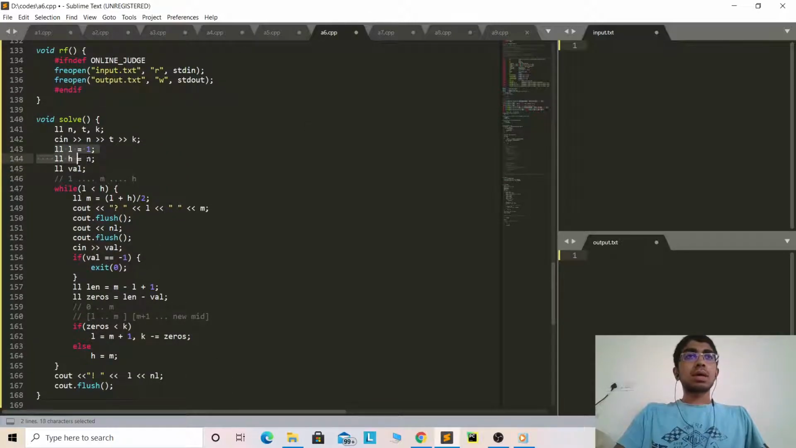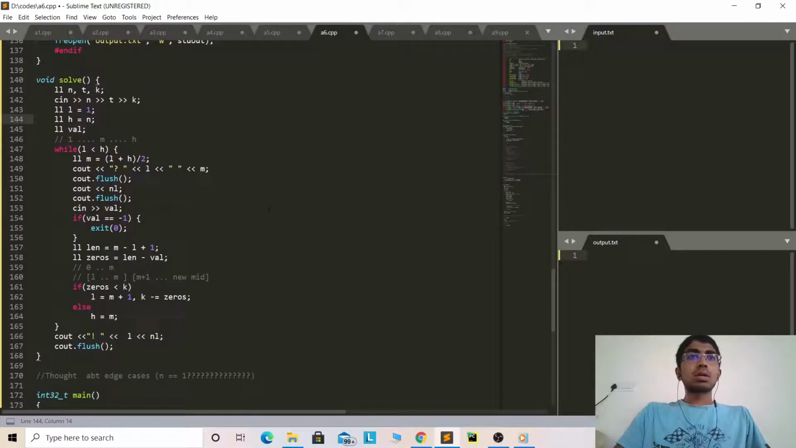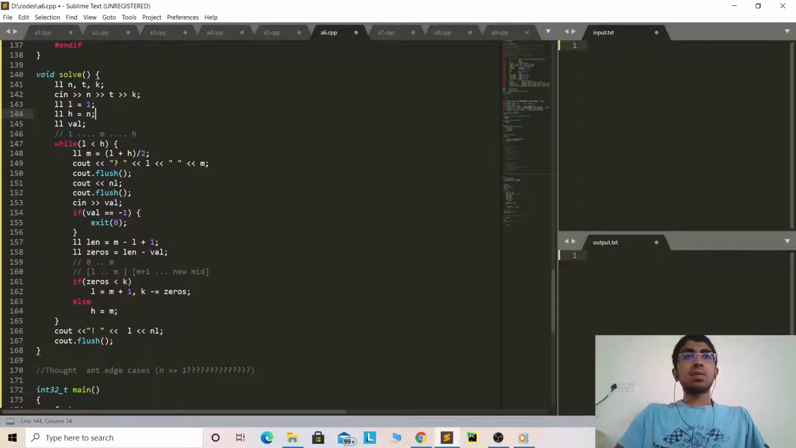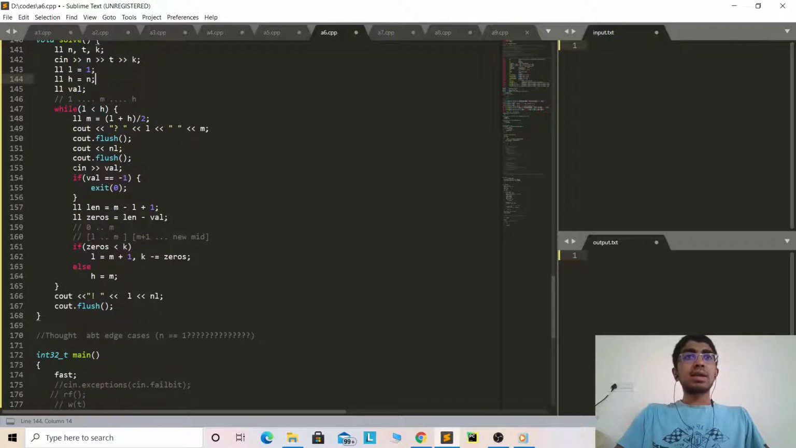Initially we don't know the position, so we keep the range as 1 to n, since it could be anywhere between 1 and n. Since t is 1, we are doing just one binary search. We calculate the mid and query with L and M, and the interactor provides the number of ones in that range. From that we calculate the number of zeros by subtracting it from the length of the range.